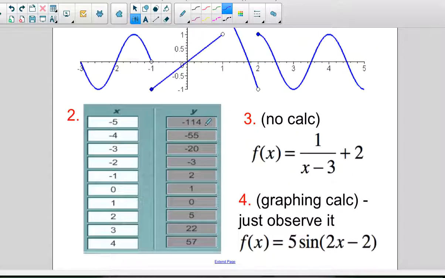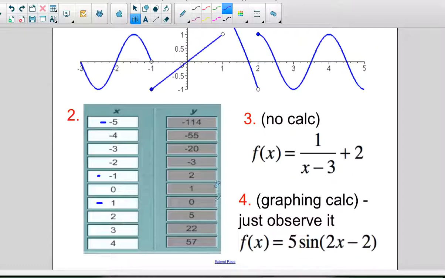So from -5, it's increasing. Sorry. -114, -55. Still increasing. 2. Okay, this is where it starts to decrease. So -5 to -1 is increasing. Decreasing here, 2, 1, 0. And then it starts increasing again. So again, this would be a relative maximum. This would be a relative minimum. And then it increases again through the rest.